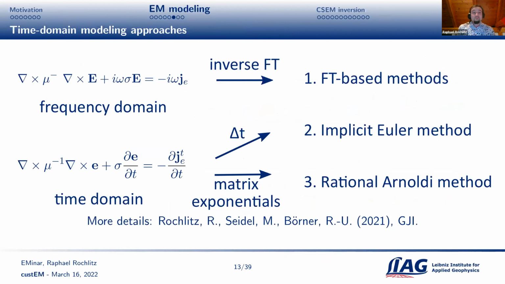Now I want to present one example of time domain modeling and one example of magnetotelluric modeling. For time domain modeling, we implemented 3 different numerical approaches in 2020. This was published last year. So basically we can use frequency domain calculations and fast Hankel transformations to get our time domain responses. We can use the implicit Euler method. So this is a time stepping approach.